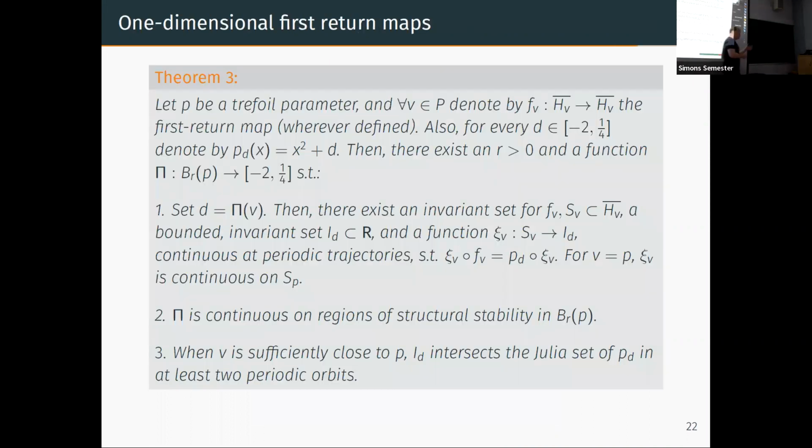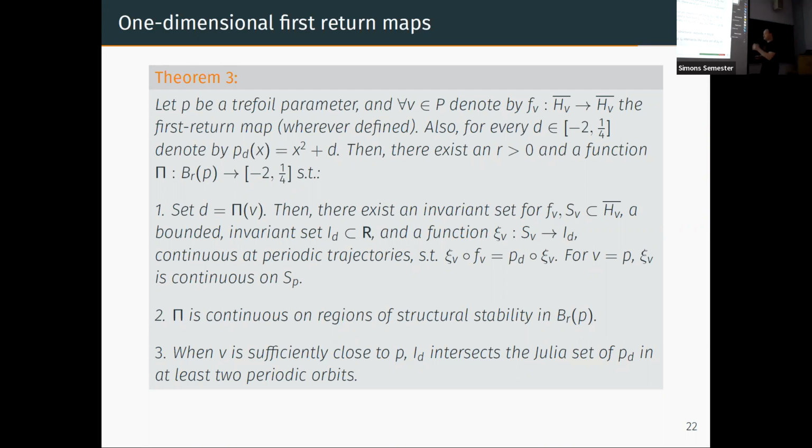And we can, in fact, hone this argument a bit further by proving the following theorem, which states that for a given neighborhood V of the trefoil parameter, we can define a function pi from that neighborhood to the parameter space of the logistic family, such that if we set D as the image of pi at V, then there exists a bounded invariant set on the real line for the polynomial, such that on that invariant set, the polynomial is a factor map of the first Newton map. And additionally, the factor map is continuous, at least on the periodic trajectories in the invariant set for the flow.